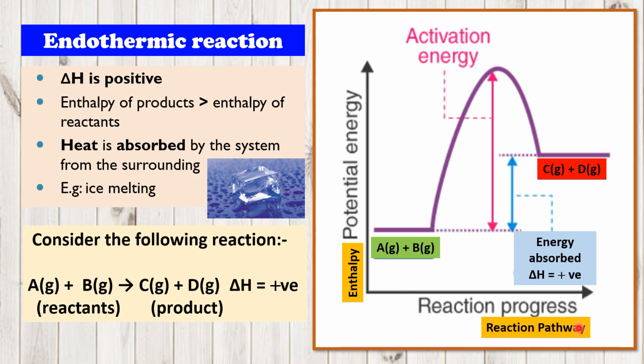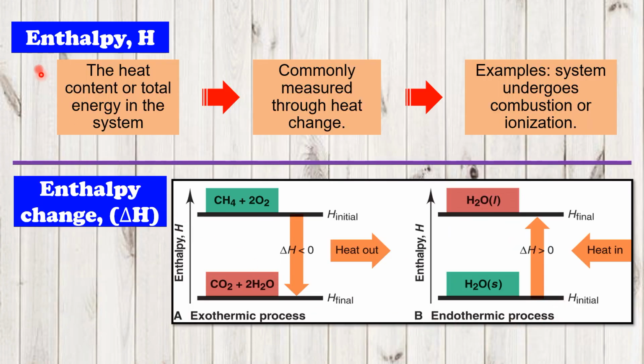Since the enthalpy of the product is bigger than the enthalpy of the reactants, therefore the value of delta H is positive. There are two words that are usually used in this lesson. The first is enthalpy, which we can symbolize as capital H. Enthalpy is the heat content or total energy in the system, so it is commonly measured through heat change, for example when a system undergoes combustion or ionization.